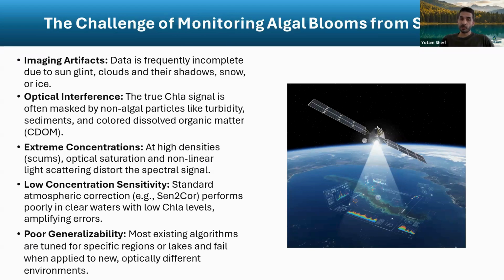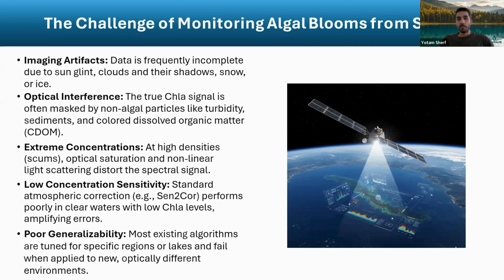On the other hand, we also have extreme concentrations. At very high densities of algae, what we call scum, we have optical saturation, and we cannot retrieve the accurate value. On the lower regime, at low concentration, sensitivity is a problem. Standard atmospheric correction, like Sen2Cor adopted here in the study through Google Earth Engine, performs poorly in clear water with low chlorophyll-a levels, which increases the error. And lastly, as previously mentioned, there is the lack of generalizability, because most of the existing algorithms are region-specific and tuned for a lake or specific region.